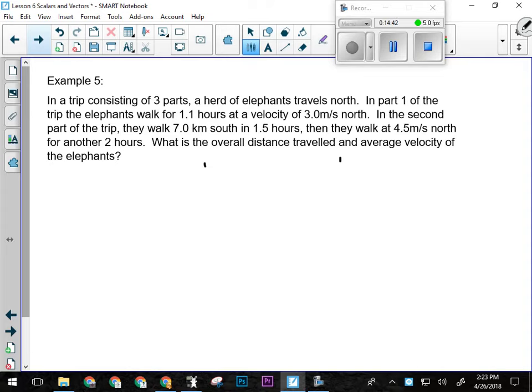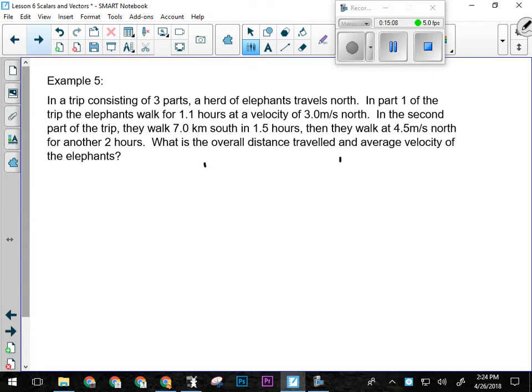Now, this takes it another level. This trip has 3 parts. Still the same idea: write the different parts down, but it has 3 parts instead of 2. So write this one down because it's a good example, and see if we can figure it out. It does give you different information this time. The last few have said, here's the displacement, here's the time. This one gives you some velocities, so it gives you a little bit different information.